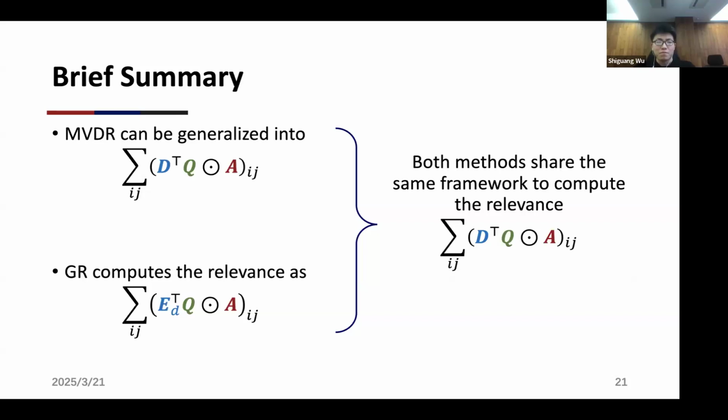So that's the main result of our paper. MVDR, the multi-vector dense retrieval, can be generalized into this sparse alignment framework, and GR also computes relevance using the same framework. So that's a very nice result.